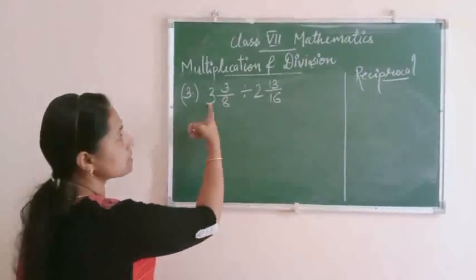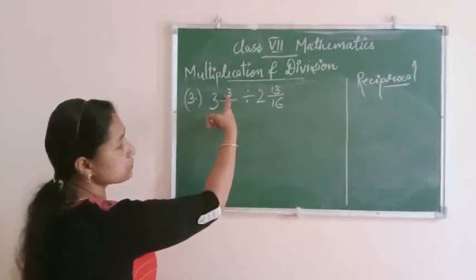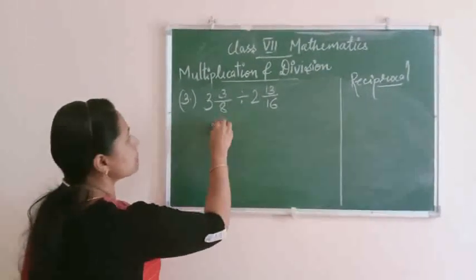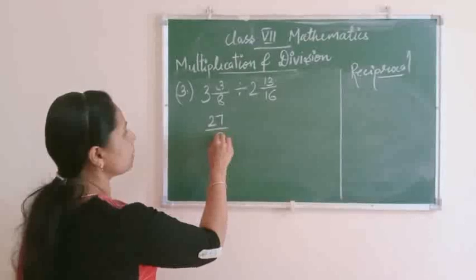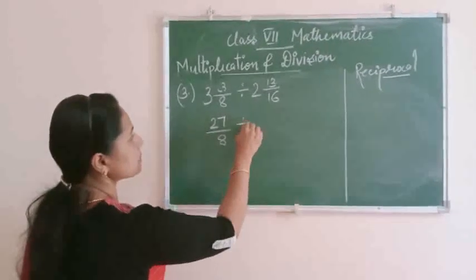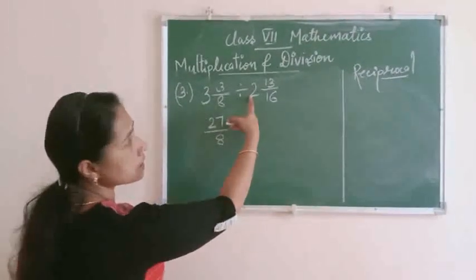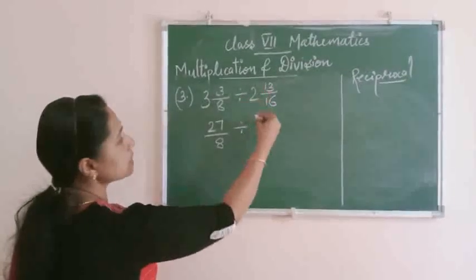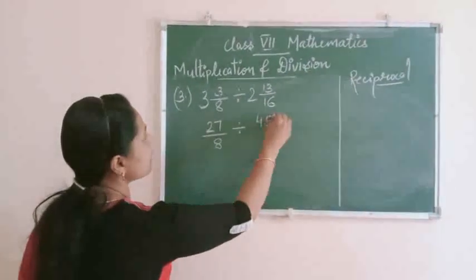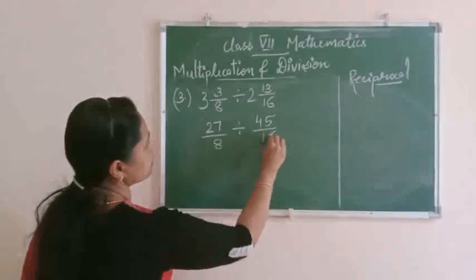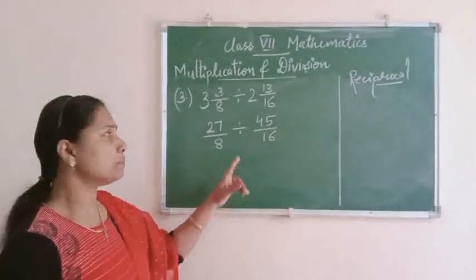3 upon 8. 8 3s are 24. 24 plus 3, 27. The first improper fraction is 27 upon 8, division sign, and here 16 into 2, 32. 32 plus 13, it will come 45 upon 16. Both the fractions we changed into improper.